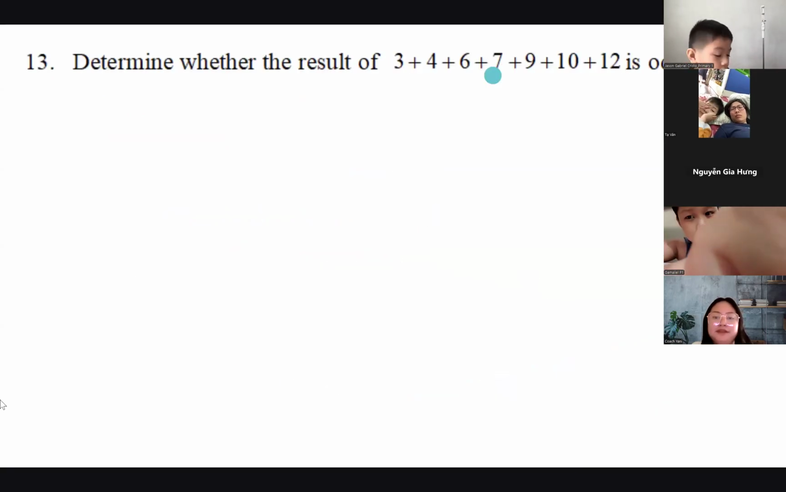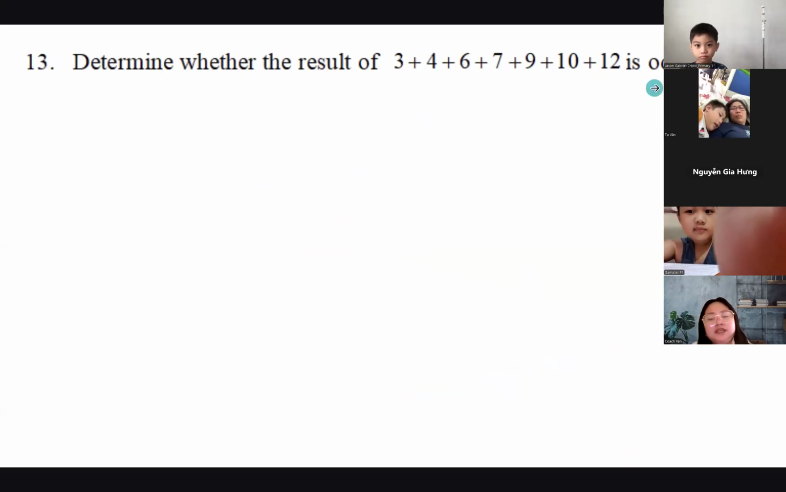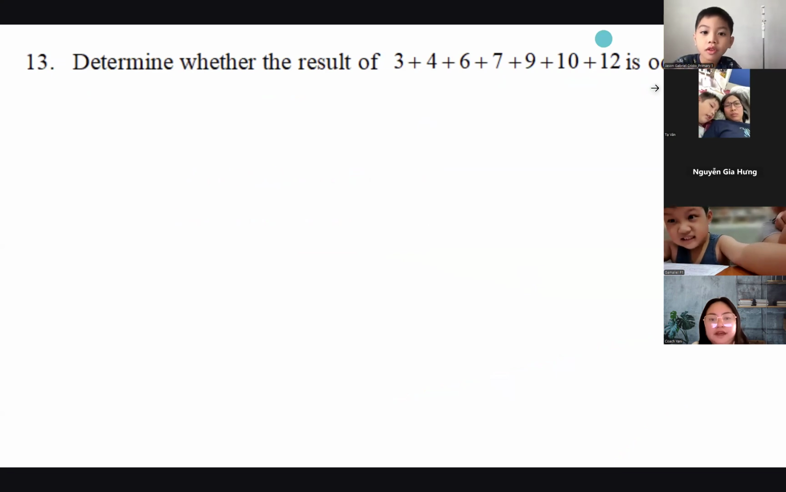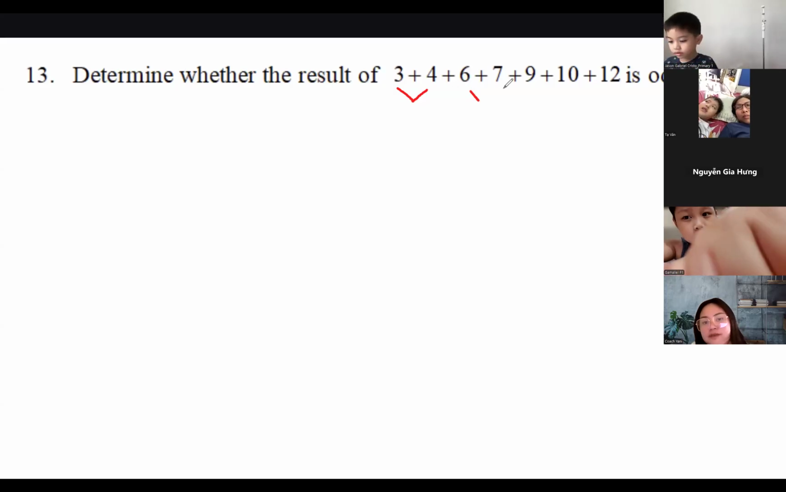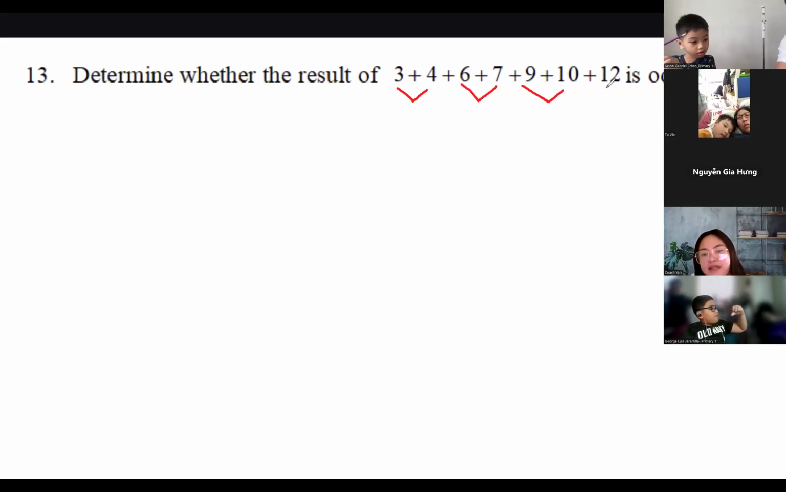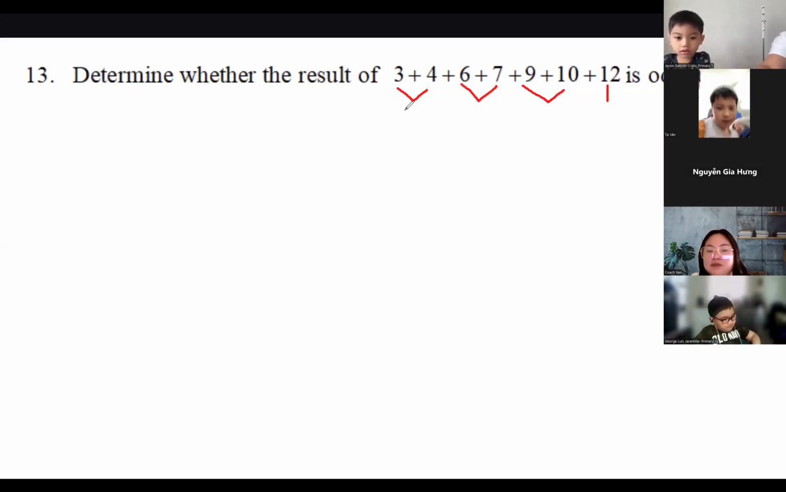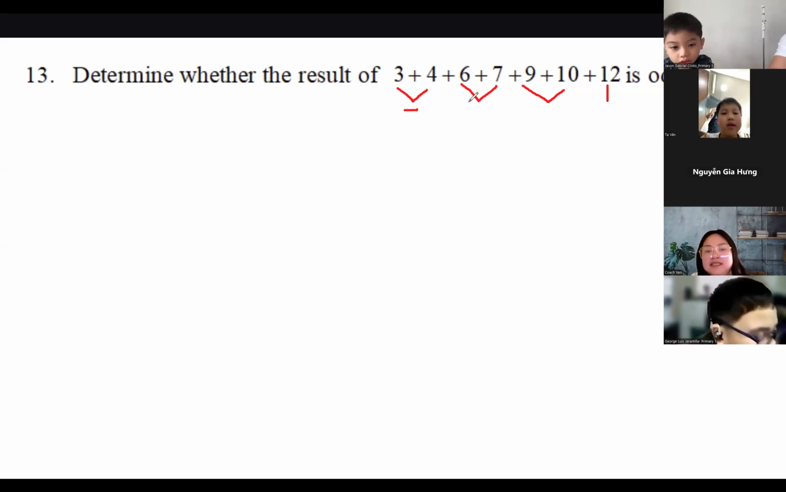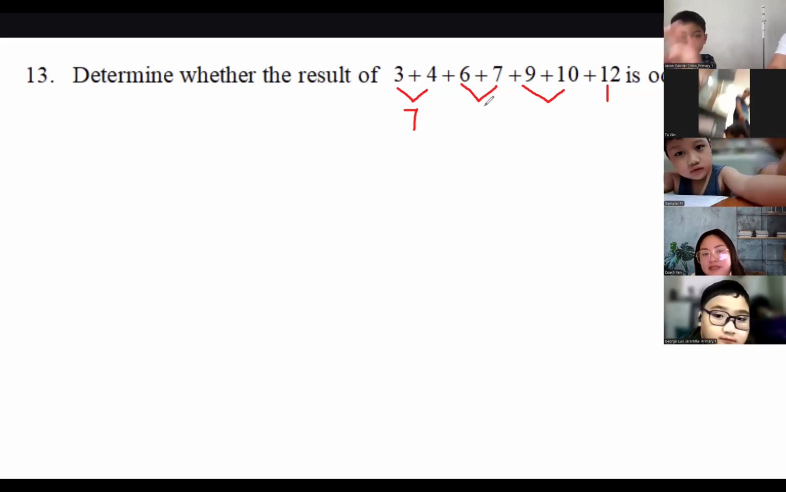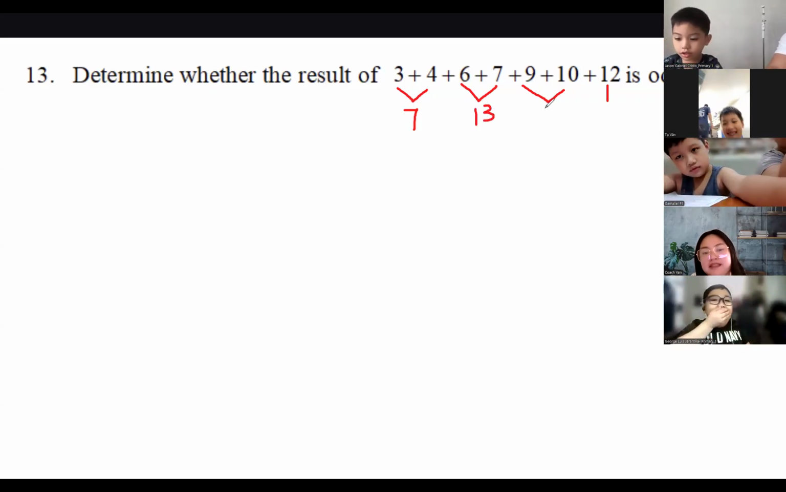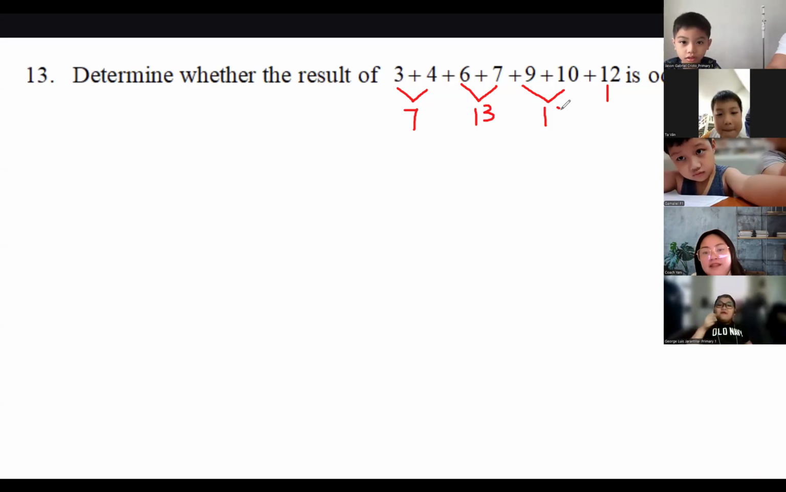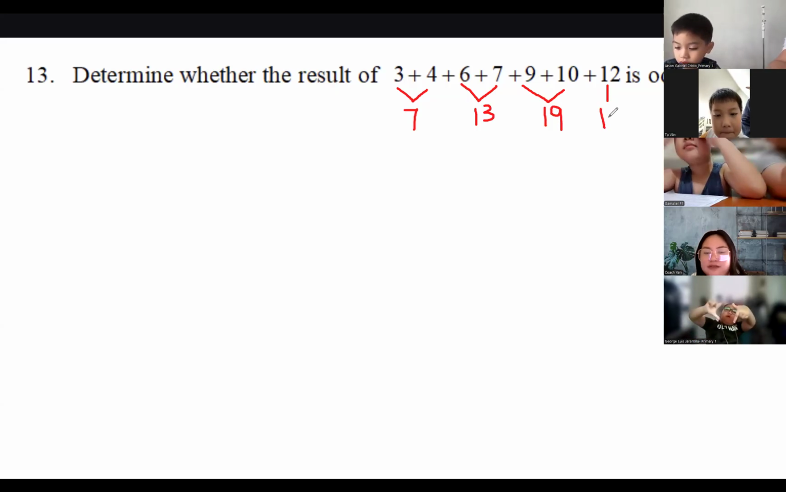Let's do number 3. Determine whether the result of this one is odd or even. So you can just solve this left to right. You can do pairing so that it's easier for you to solve them. So when you do pairing like this, you just add them 2 at a time. So 3 plus 4, that is 7. 6 plus 7, that is 13. 9 plus 10, that is 19. And you have 12 here.